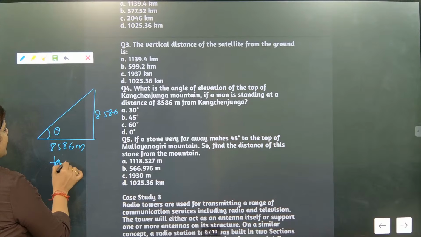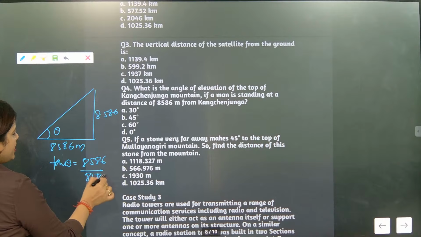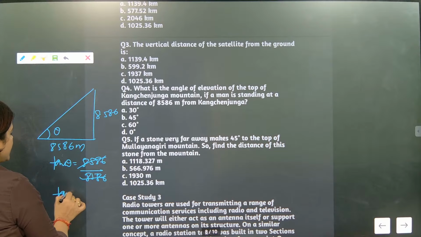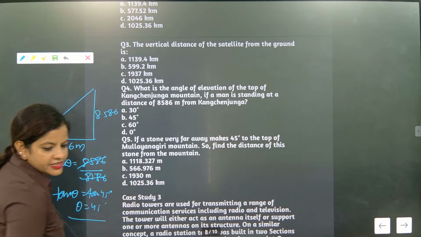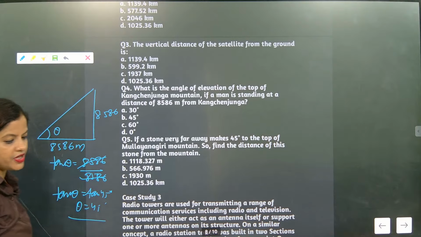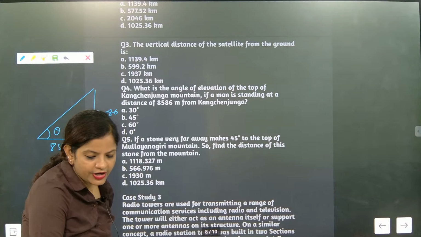So definitely tan theta is equal to 8586 by 8586. Cancel. So tan theta is equal to tan 45 degree. So theta is coming as 45 degree. Theta is coming as how much? 45 degree. I hope you might have understood this one. This PDF I am going to provide to the group.